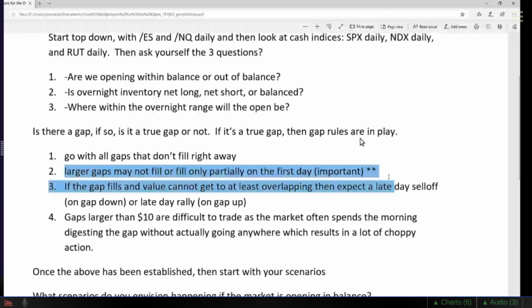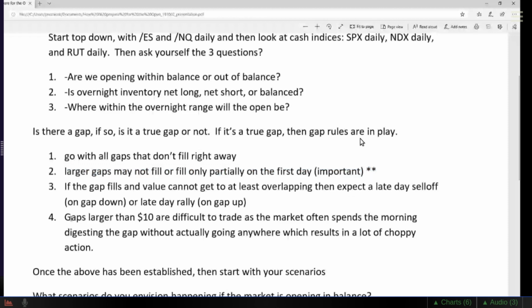All right, gap rule number two: larger gaps may not fill, or may fill only partially on the first day, and this is important. I put 2 stars here because this one, number 2, and number 4 are, to me, the most important ones. But let's deal with number 2 first. It is very typical that large gaps greater than $10 in the ES do not fill all the way or fill partially. Just statistically, they just don't. They tend to fill later.